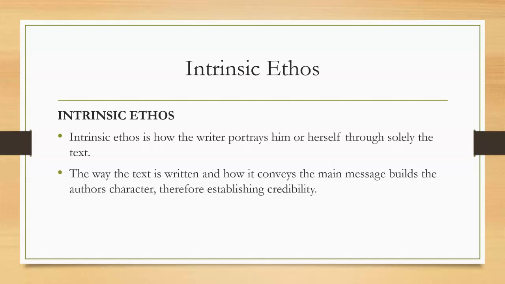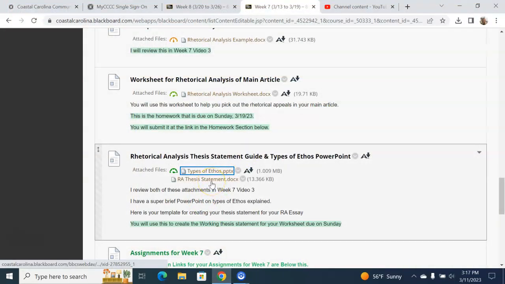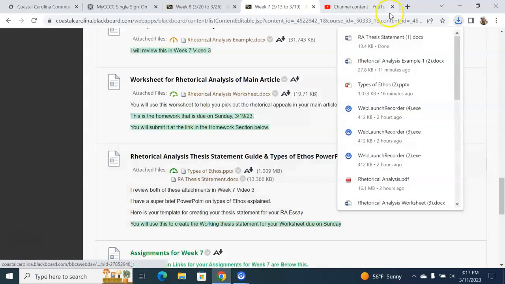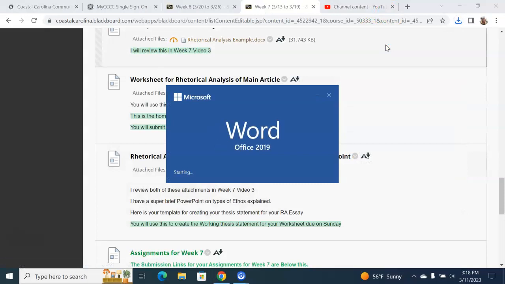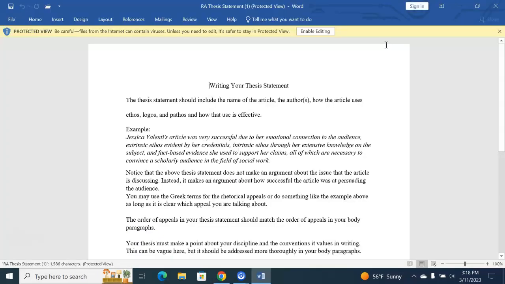All right. Now, let me get to the second attachment, which is the thesis statement. So you have to write a working thesis statement for your worksheet. So I've got essentially a little worksheet or an explanation here, and we're going to cover this very briefly. So writing your thesis statement for this essay, it has to include certain things. You've got to include the name of the article, the name of the author, how the article uses ethos, logos, and pathos, and how that use is effective.